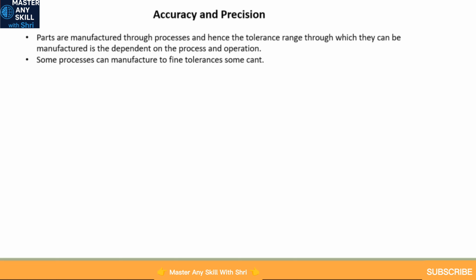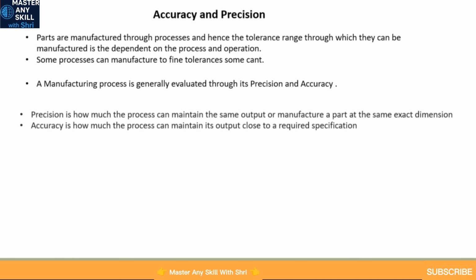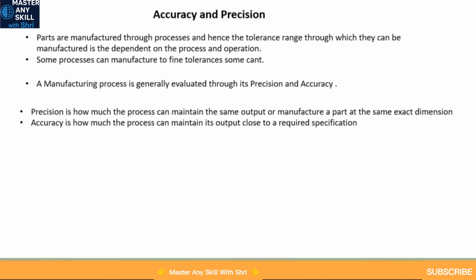So some processes can manufacture to fine tolerances, that is very small tolerance ranges, and some processes will manufacture to larger tolerance ranges. Any process is generally evaluated through its precision and accuracy. So we will understand what is the difference between these two terms. Precision is how much the process can maintain the same output or manufacture a part at the same exact dimensions in a repeatable manner. So how much can the process maintain that same output, repeatability, that is precision. Accuracy is how much the process can maintain its output close to the required specification or the required nominal dimension.